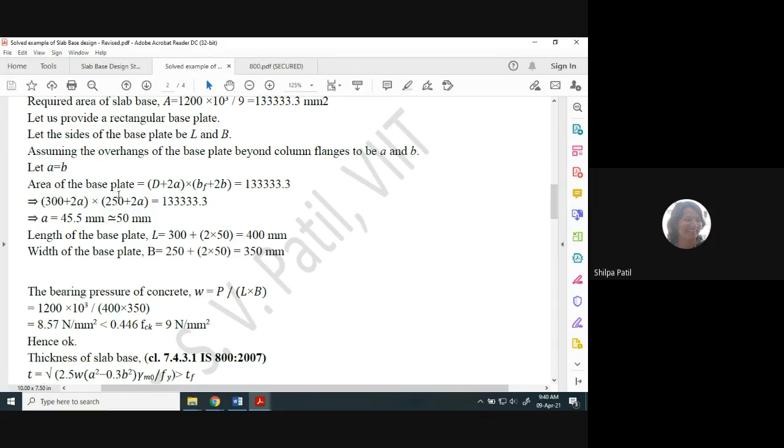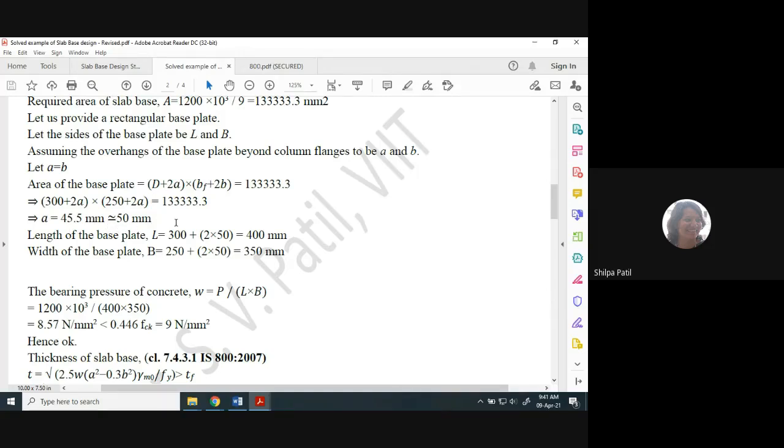So the area of the base plate will be, as I've explained, the length of the base plate D plus 2a, that is the depth of the column plus the projection on both the sides, multiplied by the width of the flange of the column plus the projection of the base plate on both the sides. So (D plus 2a) into (bf plus 2b), that we equate to the area required. D value we already know, bf is also known, a and b are equal. By putting the terms in terms of a, we calculate a value as 45.5 mm. I will round it off to the higher value, which is 50 mm.